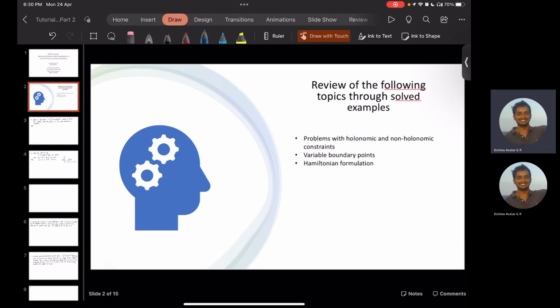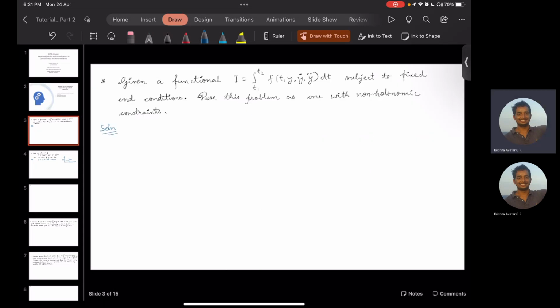First, we'll start with solving some problems with holonomic and non-holonomic constraints. Then we'll be discussing variable boundary points, and then finally the Hamiltonian formulation. So let's start with the first question.